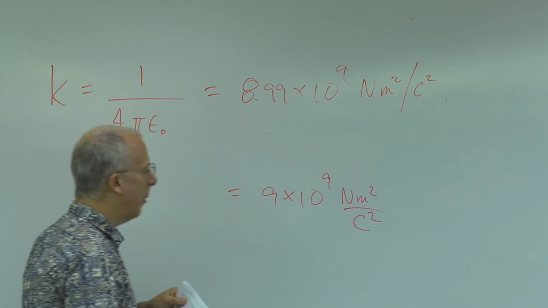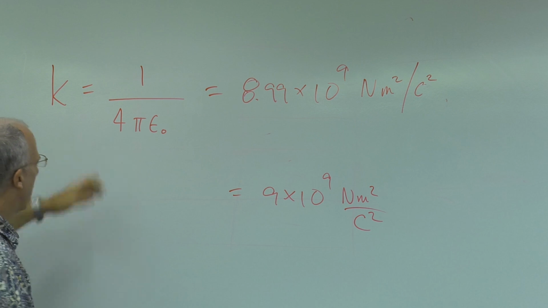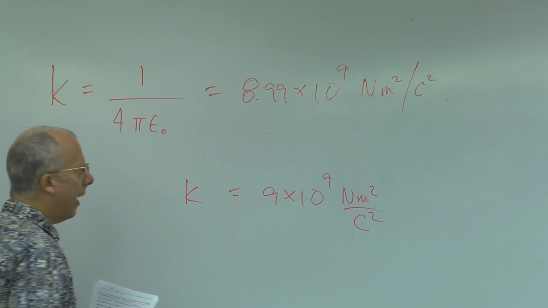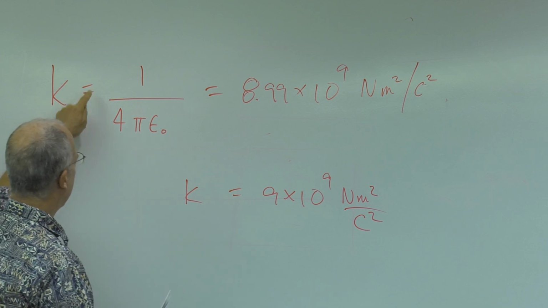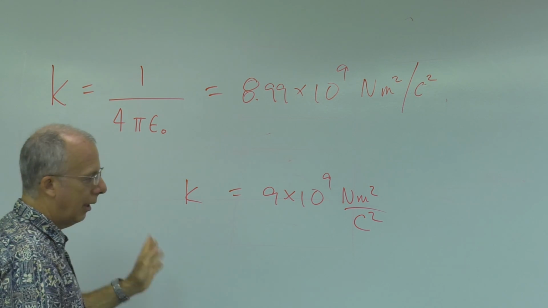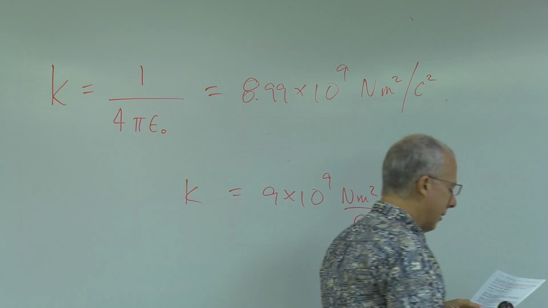So it's kind of easy to remember, right? 9 times 10 to the 9. Okay? So for a while, we're just going to call it K. And then later on, when we start having pi's everywhere, we're going to actually say K is equal to 1 over 4 pi epsilon 0. So you'll see. Don't worry about it. It will all make sense.